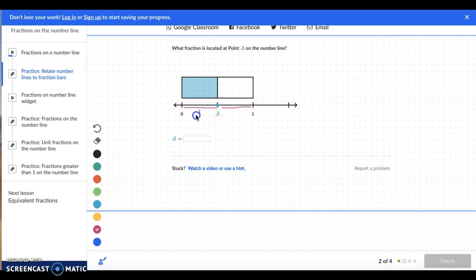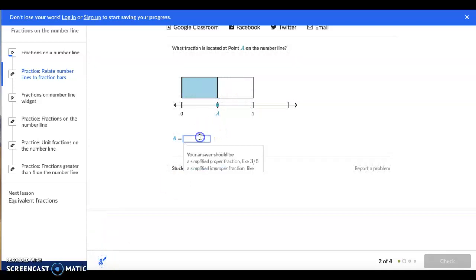So here's 1/2. And this would be 2/2. And you see it right here. 1/2, 2/2. So A is going to be my 1/2 mark. So my fraction is going to be 1/2.